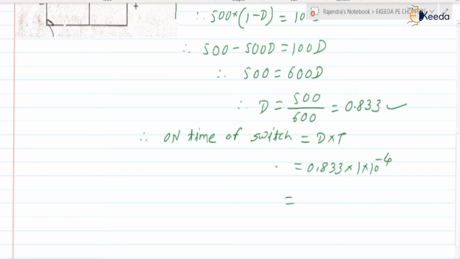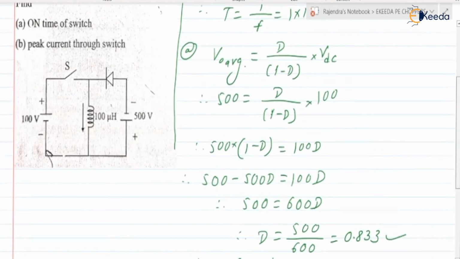So it is equal to 83.3 microsecond, that is 83.3 into 10 to the power minus 6 seconds. That is in microsecond, right? That will be in the micro. Are you getting the point? So this is about the first part.